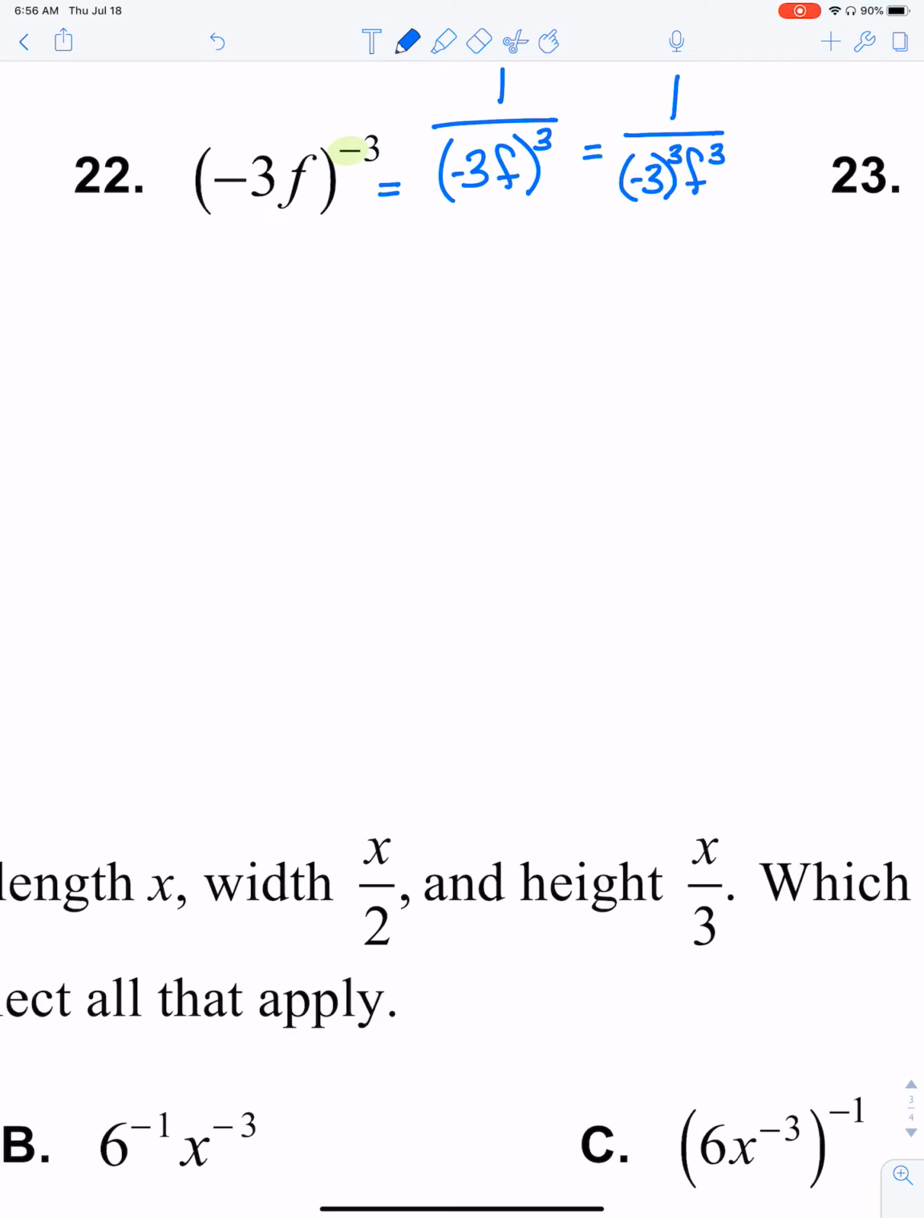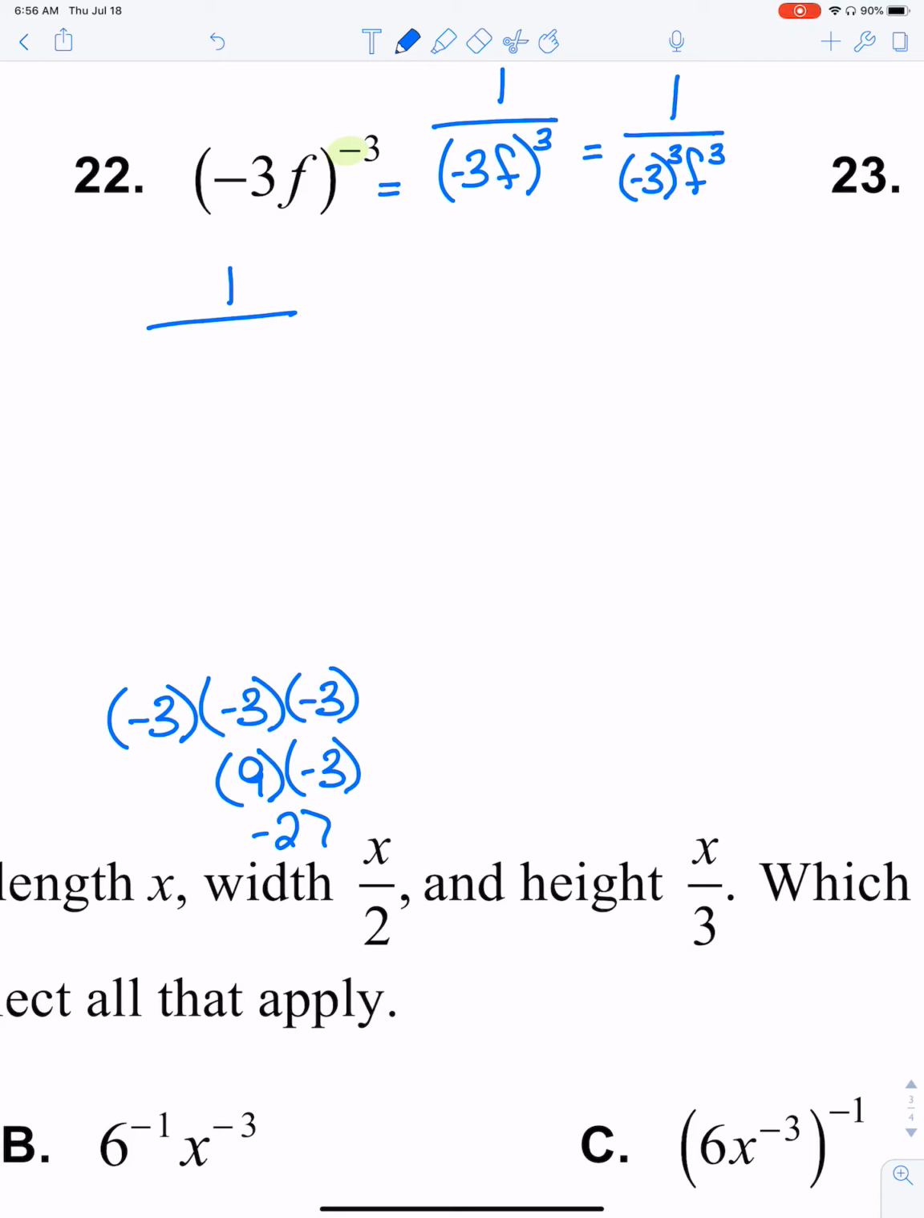Negative 3 cubed, okay, so negative 3 times negative 3 times negative 3, well, that's going to be 9 times negative 3, which is going to be negative 27. So this becomes negative 27 here, and f to the third power, well, that's just going to stay f to the third power. All right, that is our final expression.